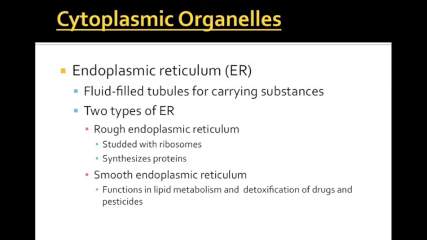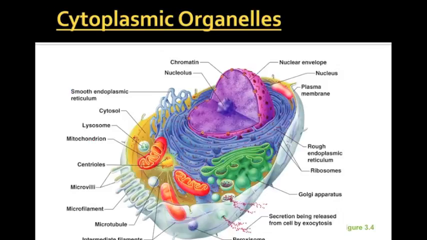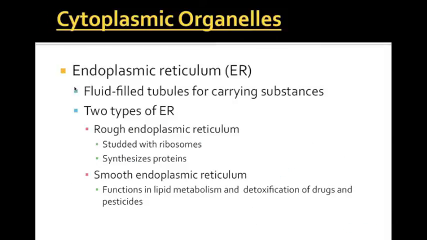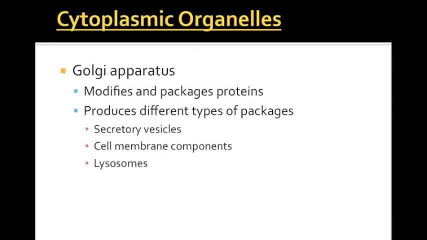The next organelles we're going to look at are the endoplasmic reticulum. We've already discussed the rough endoplasmic reticulum. It holds the ribosomes, and it is a site for protein synthesis. But over here, this is also endoplasmic reticulum, but in this case, it's smooth because it doesn't have ribosomes. The function of smooth endoplasmic reticulum is lipid metabolism and the detoxification of drugs and pesticides. So rough ER, or endoplasmic reticulum, has ribosomes and it synthesizes proteins, whereas smooth ER functions in lipid metabolism and the detoxification of drugs.